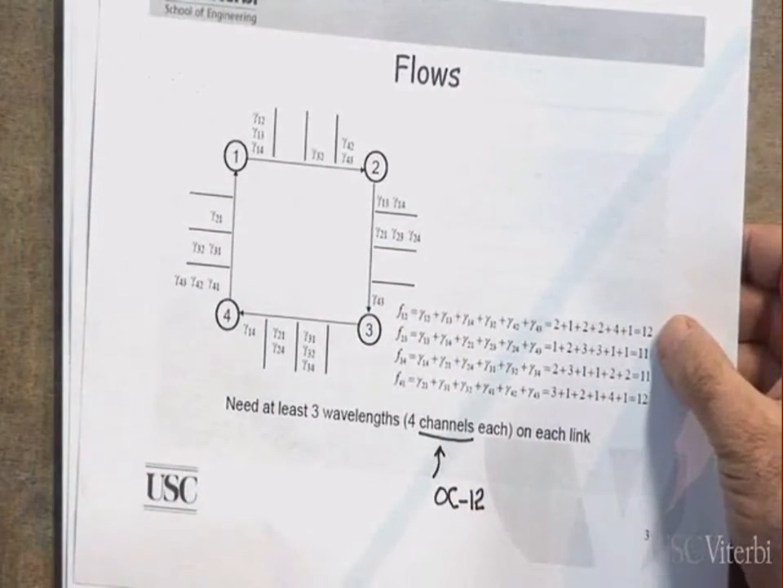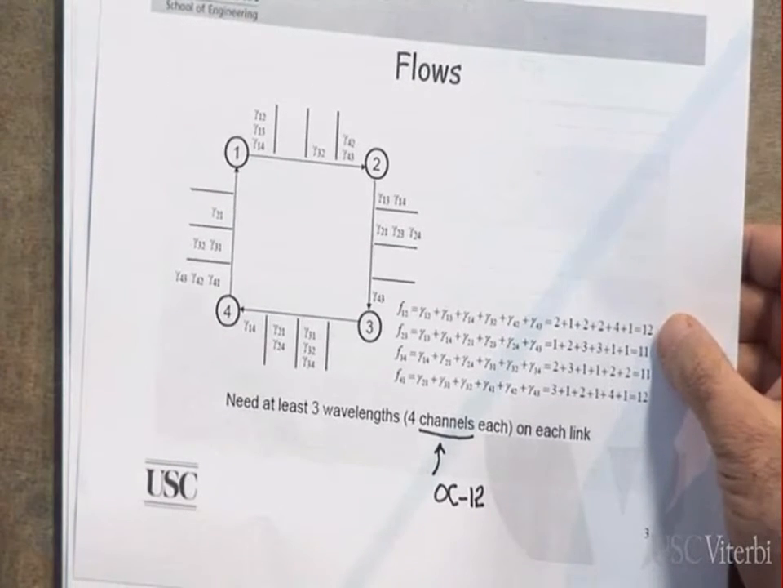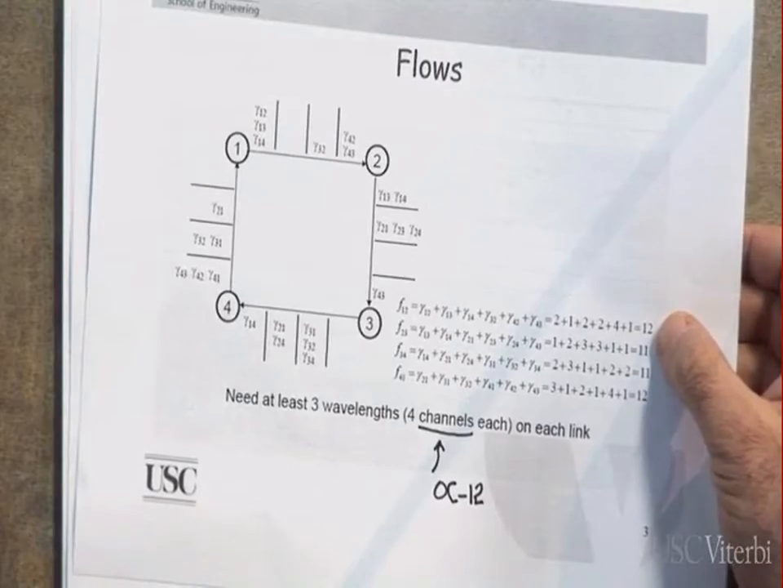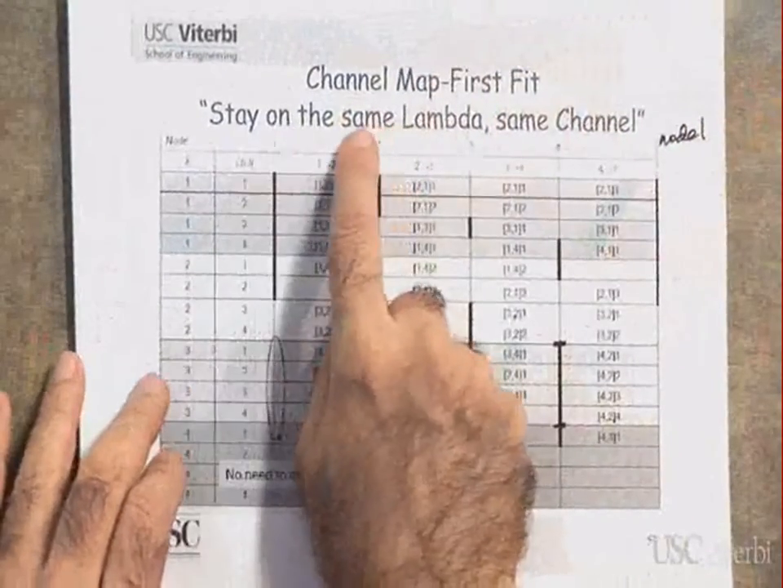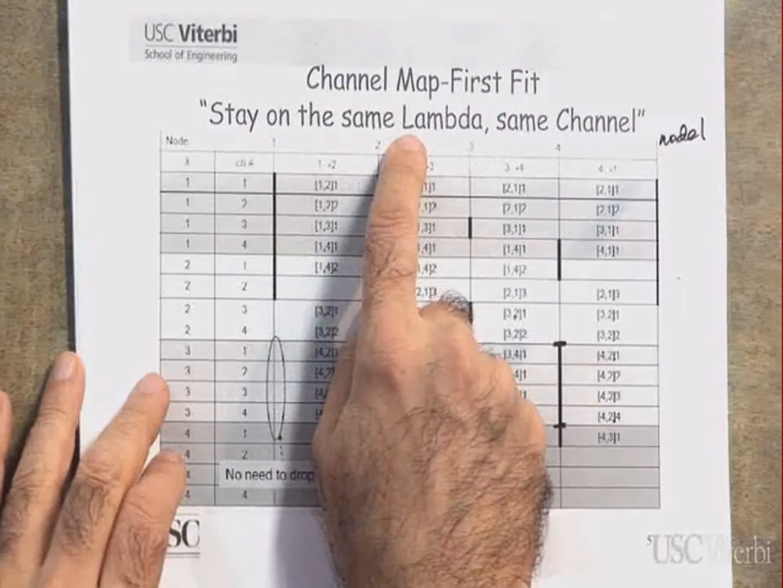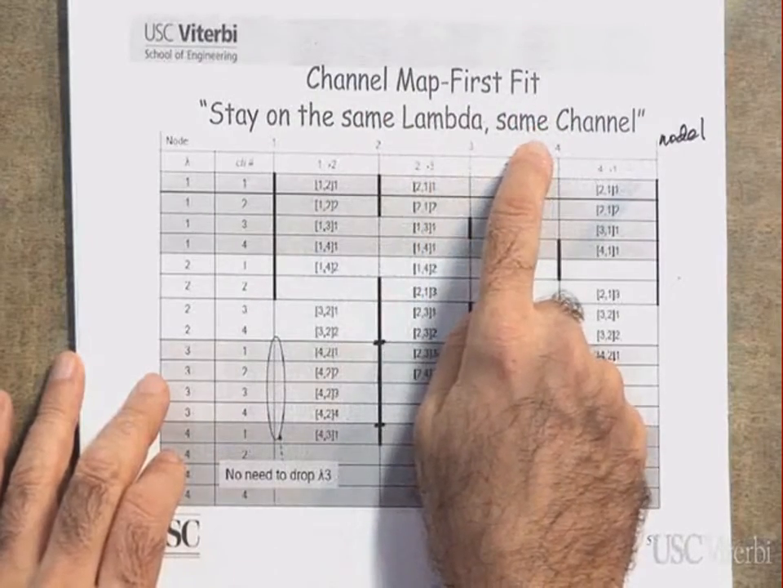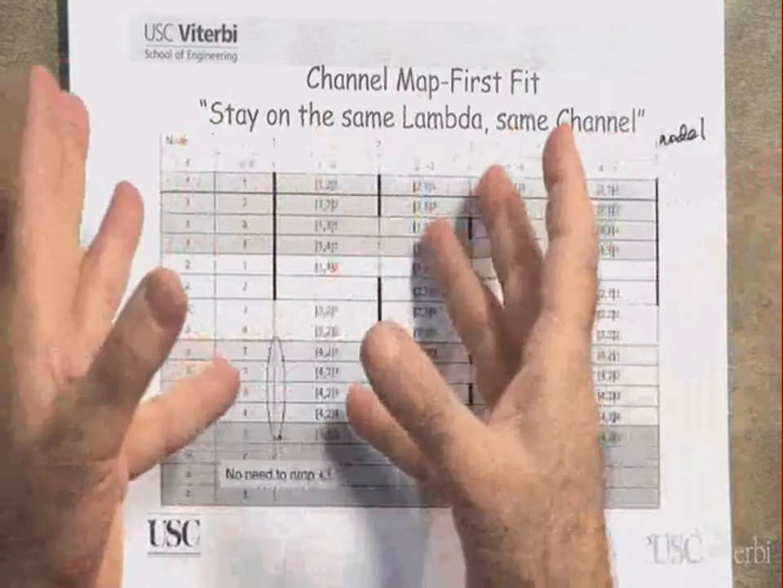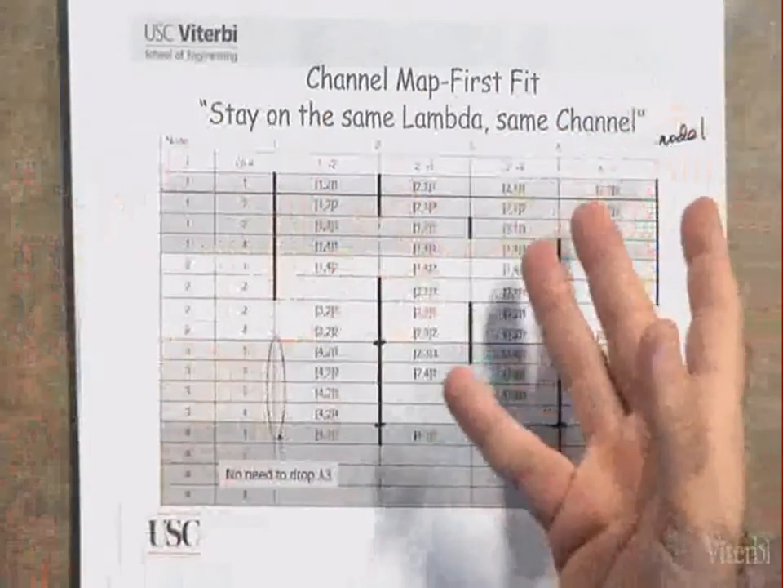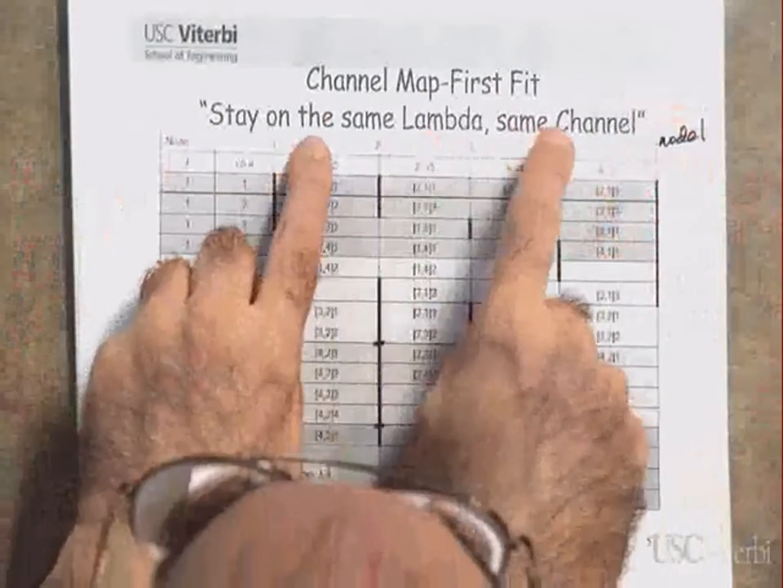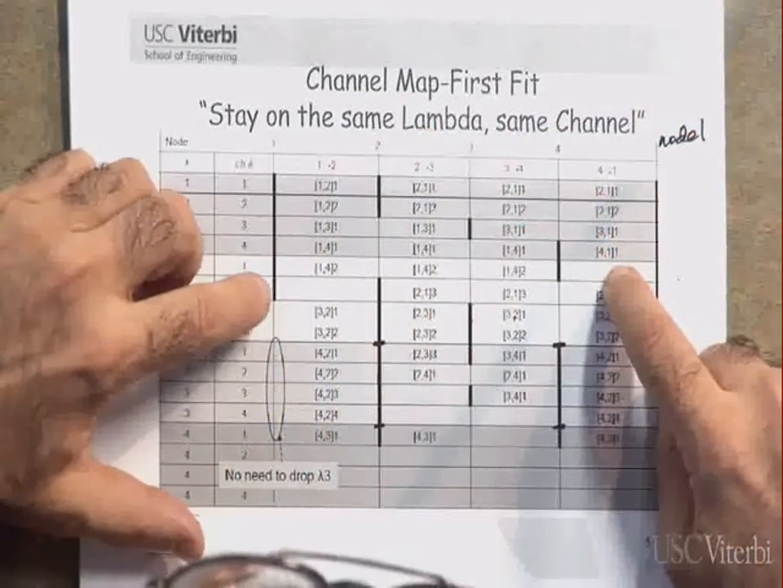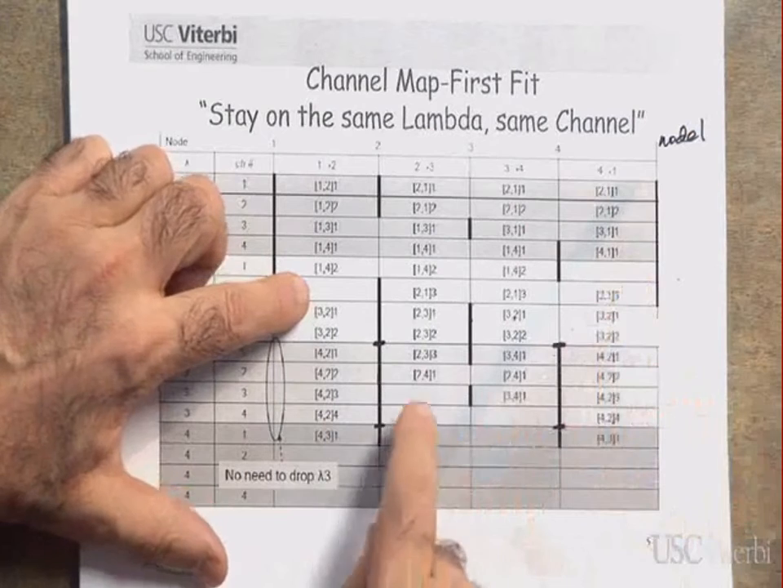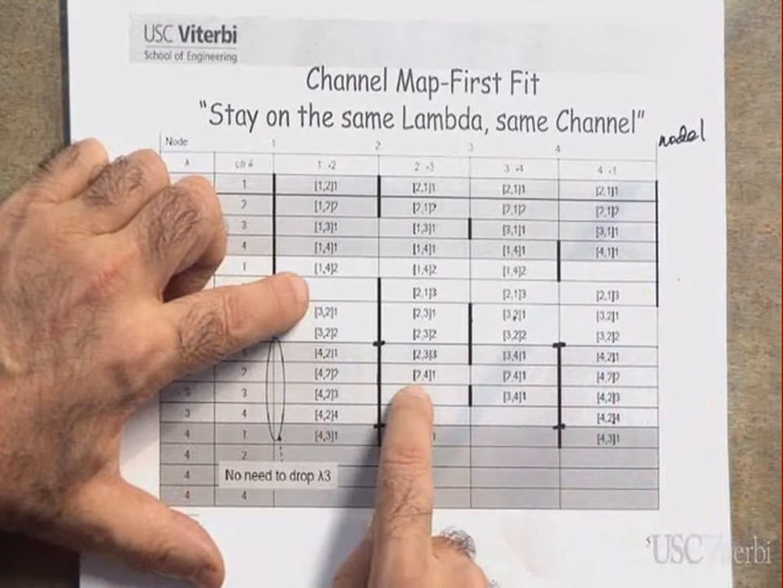Why? Because every wavelength is supporting what? It's supporting 4. So why do you need at least 3? You need 3. But if you insist that the traffic is to stay on the same lambda and the same channel, did we switch channels here? No. Did we switch lambdas? No. So we insisted on this. What did it result? It resulted in an empty slot here, an empty slot here, a whole bunch of empty slots in here.